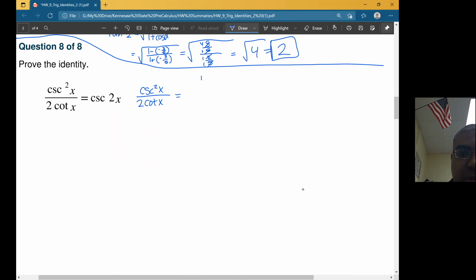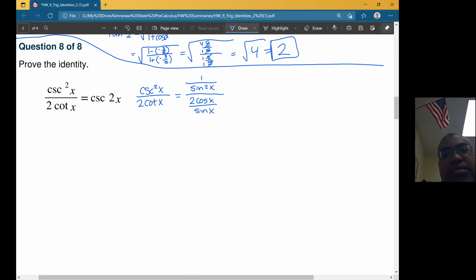Cosecant squared x is 1 over sine squared x, and cotangent x is cosine x over sine x. If you need me to show dividing fractions, I can. But I'm going to just keep going. If you need me to do that, then let me know.